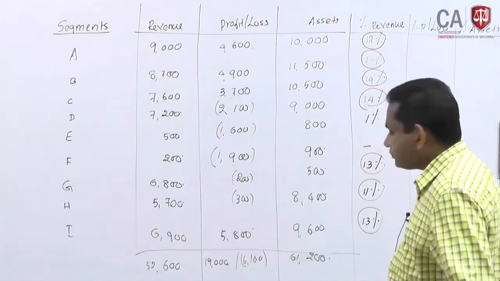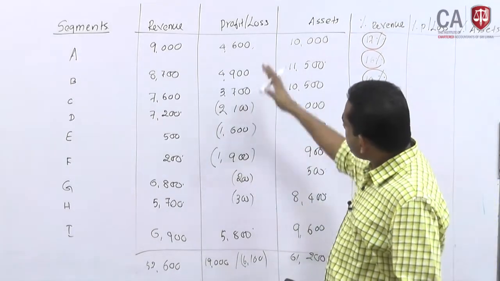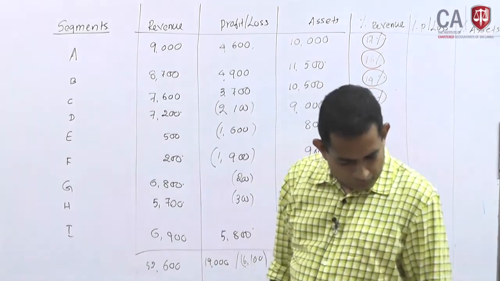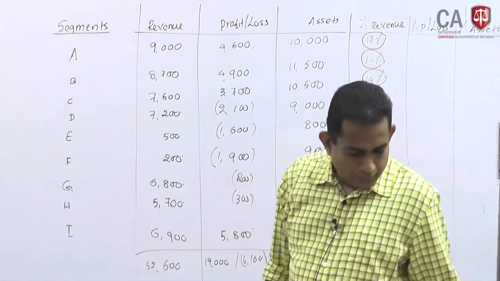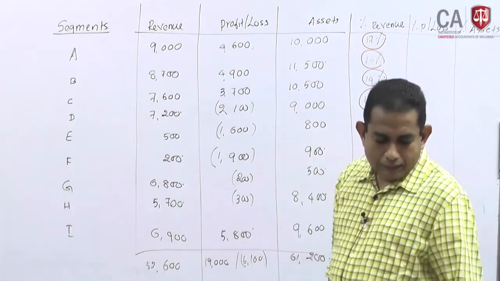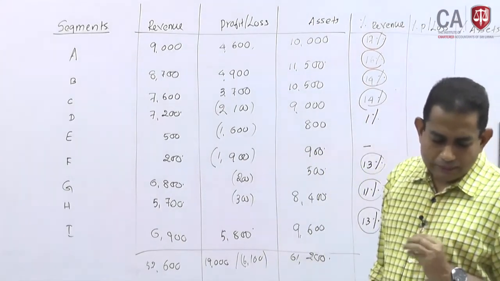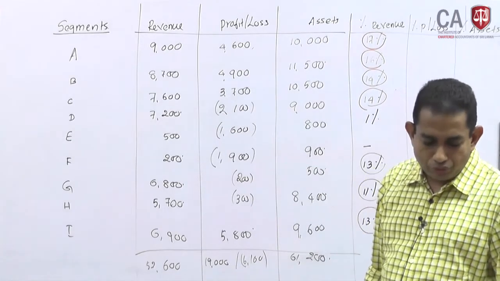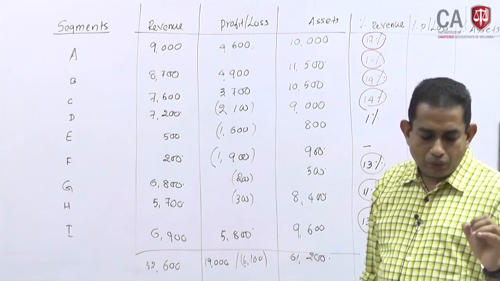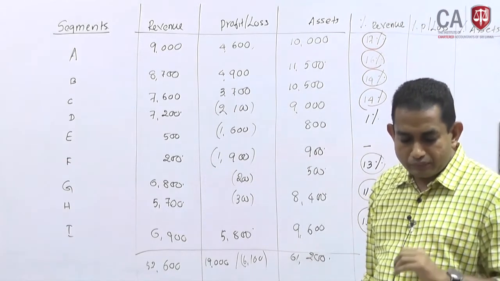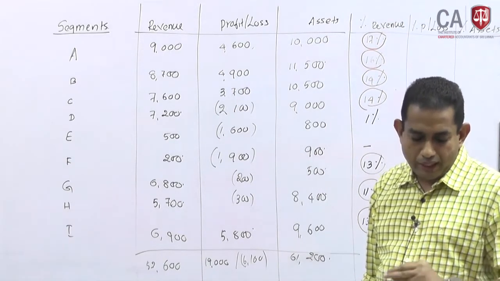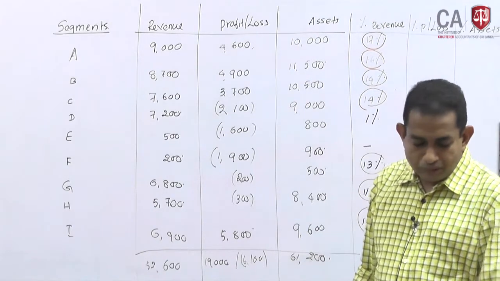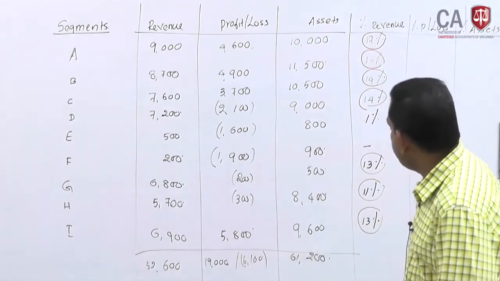Now, if you read the second quantitative threshold, it says the reported profit or loss is 10% or more of the greater, in absolute amount, of the combined reported profit of all operating segments that did not report a loss and the combined reported loss of all operating segments that reported a loss.